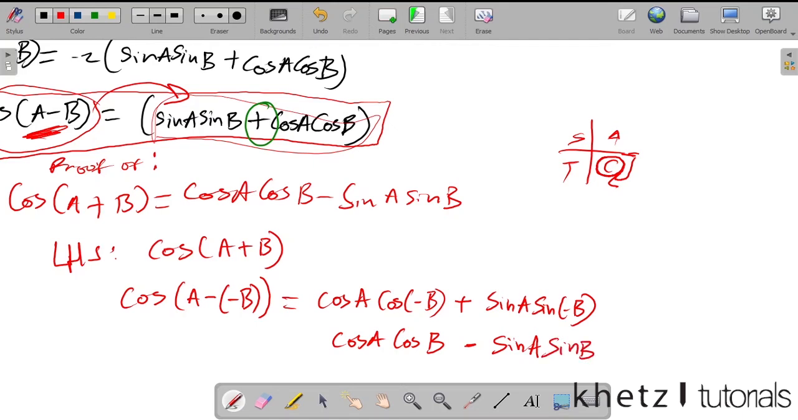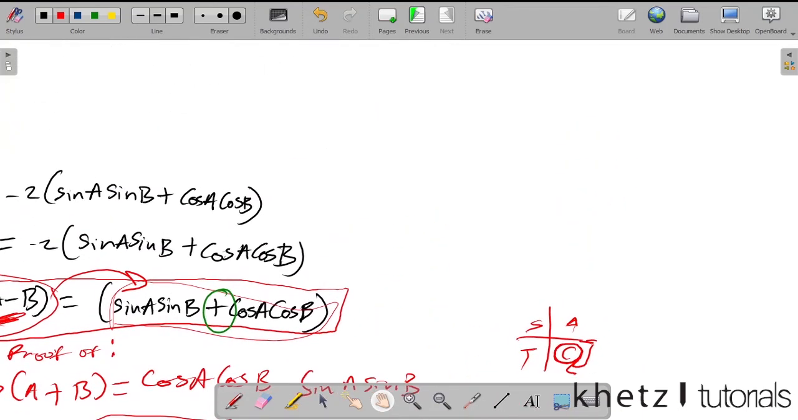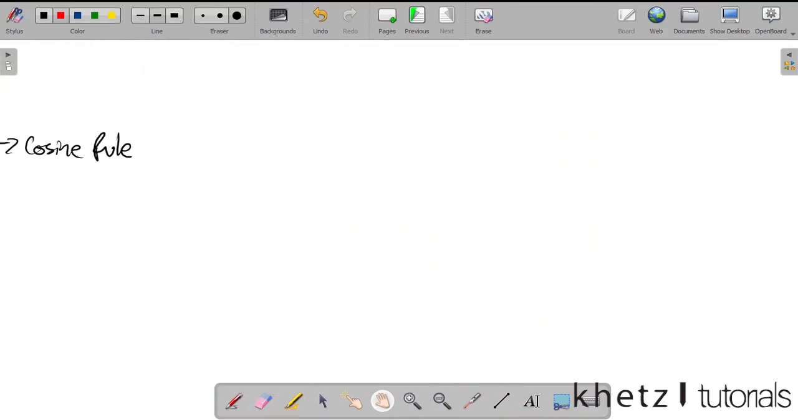So we can conclude that cosine of A plus B is equal to cosine of A cosine of B subtract sine A sine B. We just proved that by manipulating the original formula of A subtract another angle, which we proved previously. We're now going to move on to do another proof.